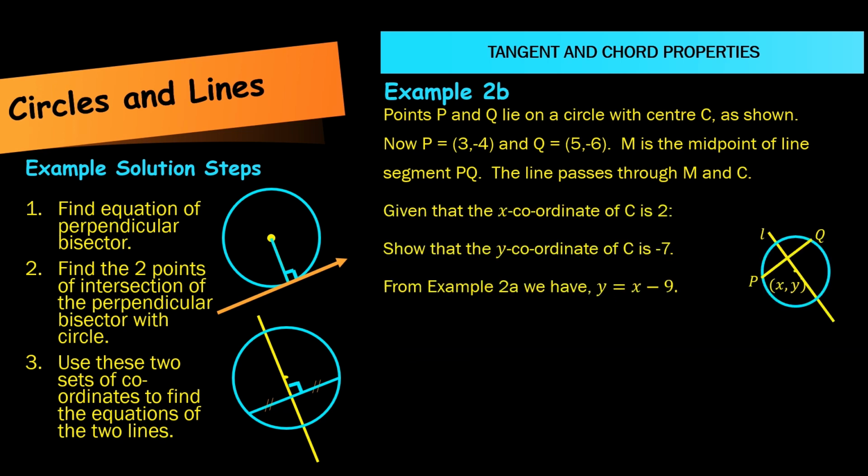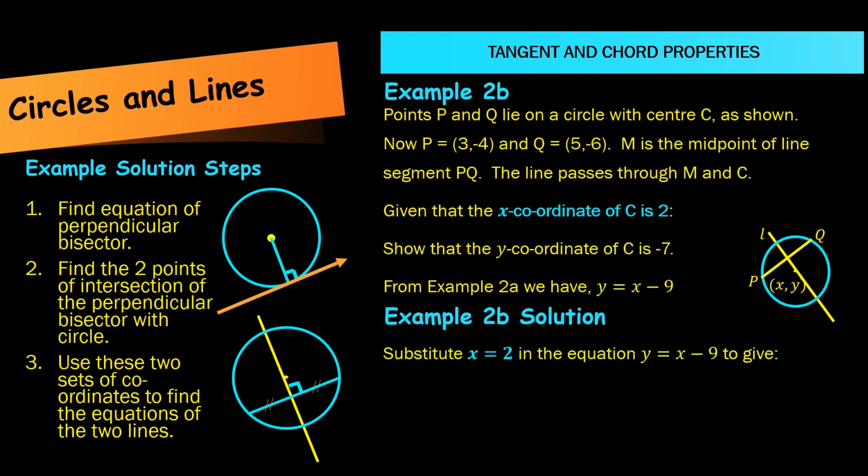Now for example 2b. We're required to show that the y-coordinate of C is -7, given that the x-coordinate of C is 2. Now from example 2a, we have already that y = x - 9 for the line L. So if we substitute x = 2 in the equation y = x - 9, we have y = 2 - 9. And therefore y is equal to -7.